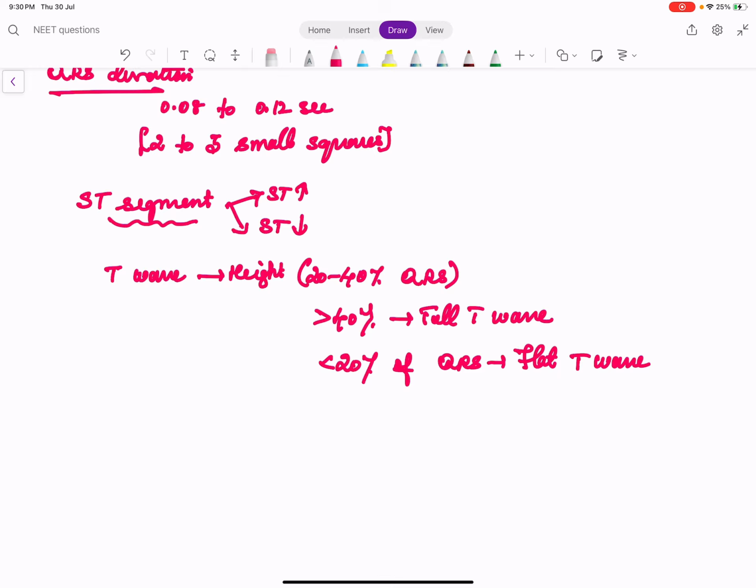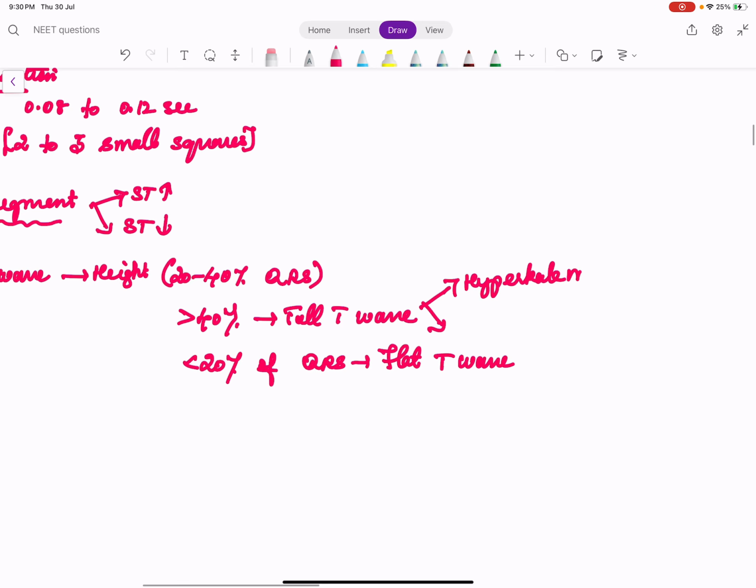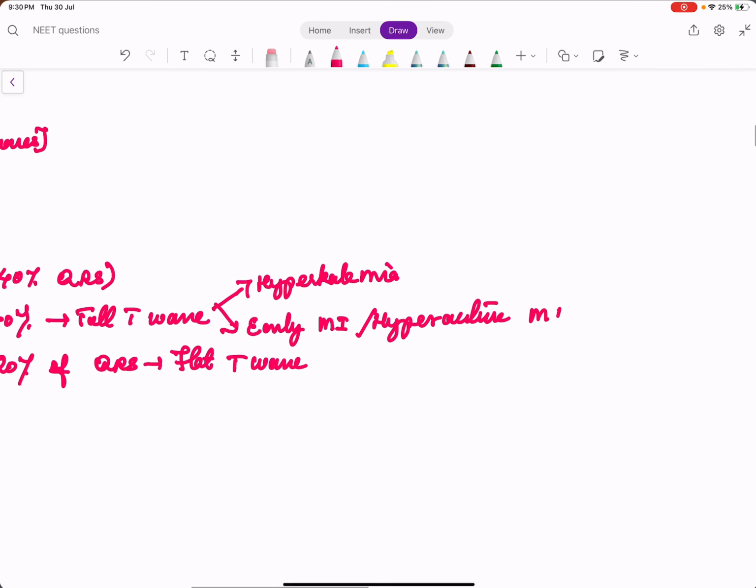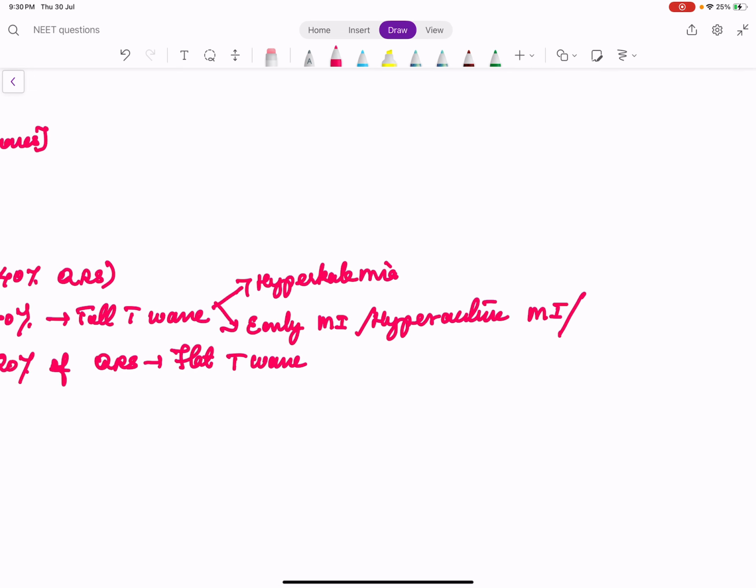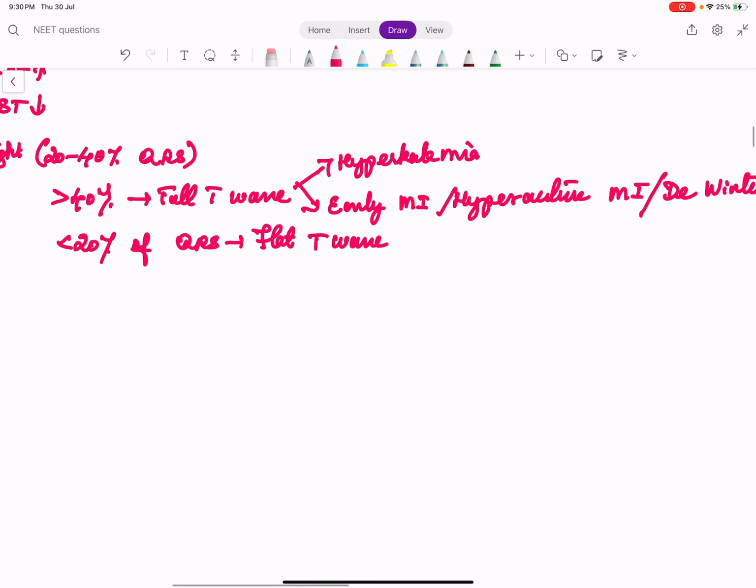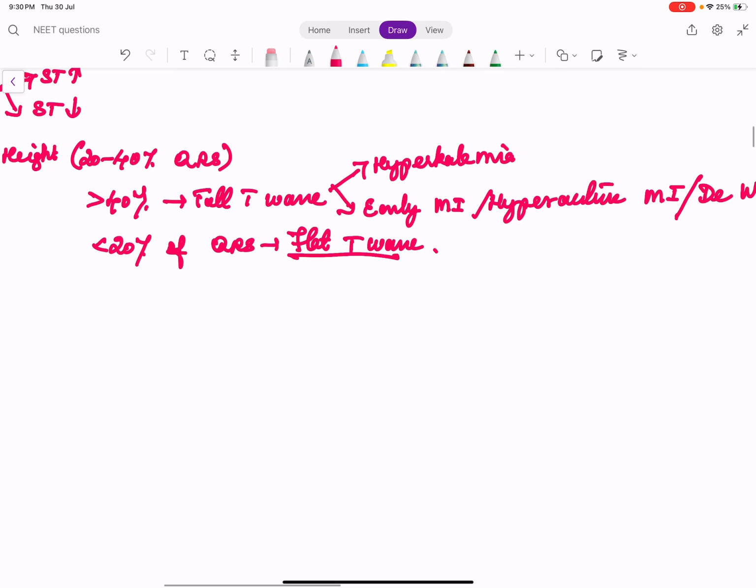Remember, tall T wave occurs only in two conditions. One is hyperkalemia, which is a systemic disorder, an electrolyte disturbance causing ECG abnormality. Another condition is early MI, or we say hyperacute MI, the stage before acute MI sets in. This tall T wave in hyperacute MI also goes by the name De Winter's sign. Okay, so tall T wave is a sign of MI. And we have flat T wave, which occurs in the opposite of hyperkalemia, which is hypokalemia.